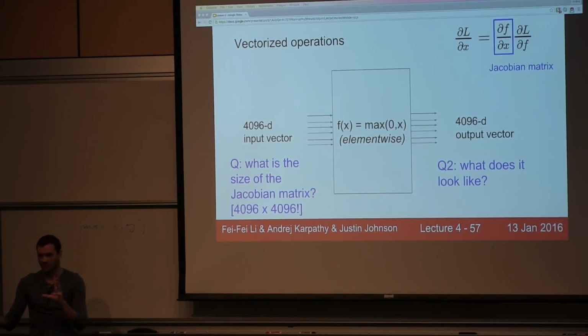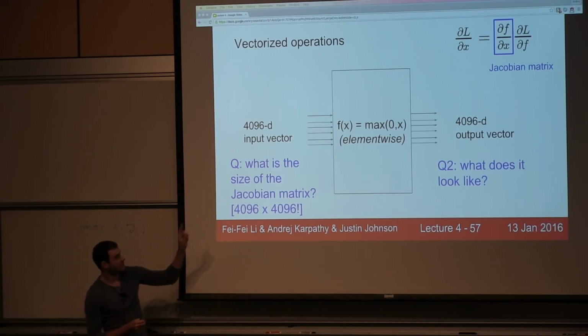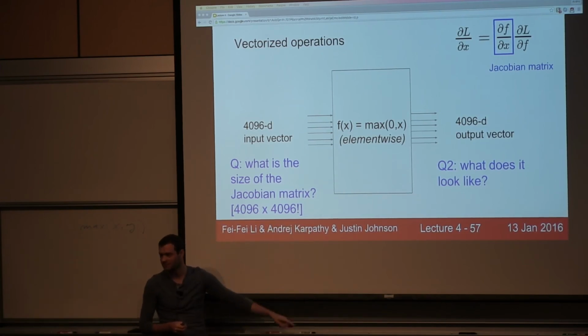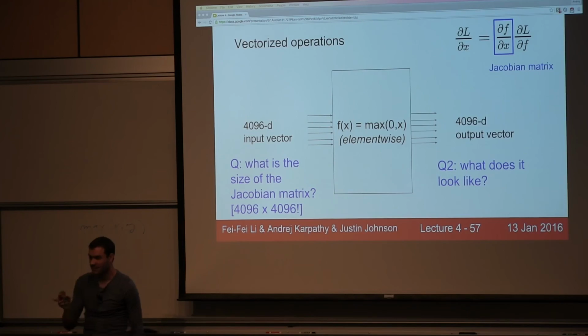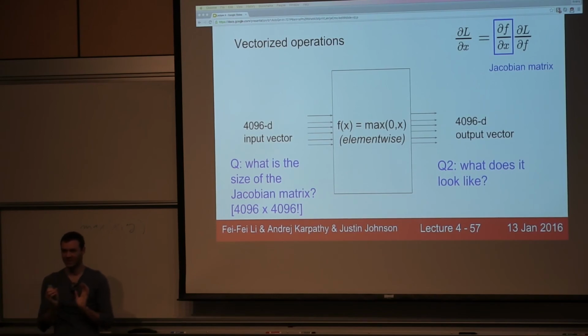No, the Jacobian will always be a matrix, because every one of these 4096 could have influenced every... I thought you said it's element-wise. It is. So the Jacobian is still a giant 4096 by 4096 matrix, but it has special structure, right? And what is that special structure? Good. It's diagonal, and some are even zeros.